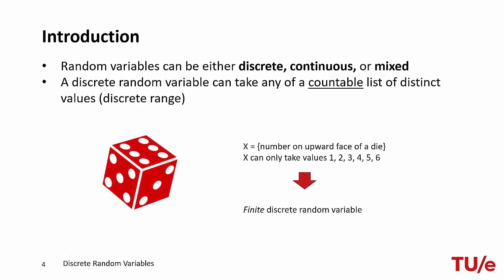Here are a few examples of discrete random variables. First, we can look again at the random process of rolling a die. If we define the random variable x as the number on the top face of the die, it's pretty easy to see that this random variable can only take integer numbers from 1 to 6. And since this list is finite, x is a finite discrete random variable.